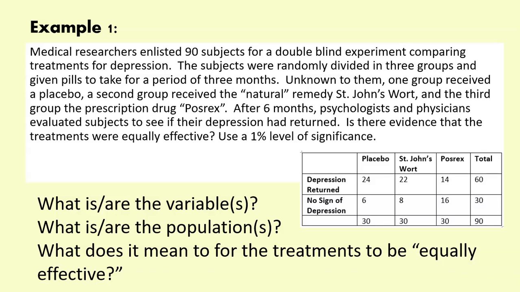All right, so we need to identify what are the variables and what are the populations. So let's just start right here. This population, we have 3 groups. My first group is placebo, the second is St. John's wort, and the third group is Posrex.